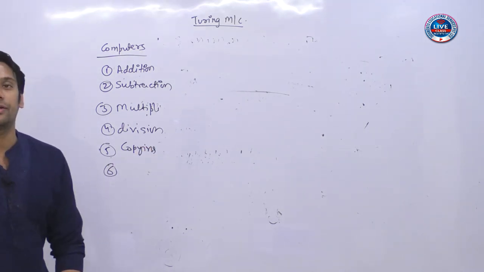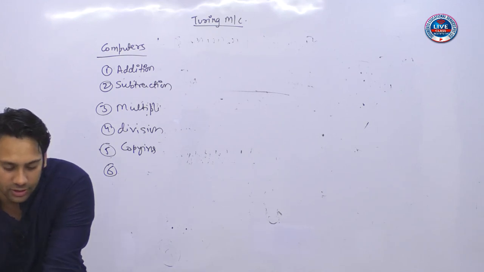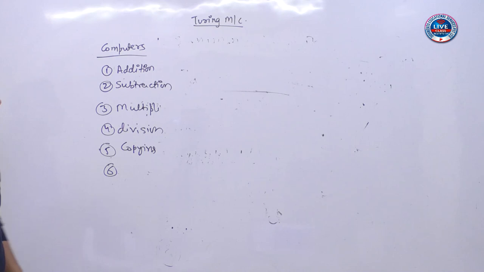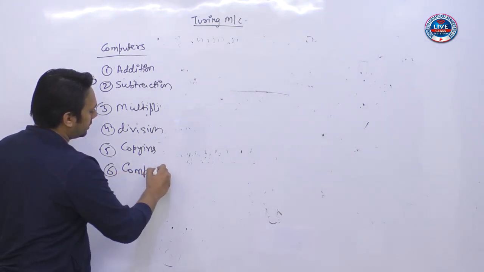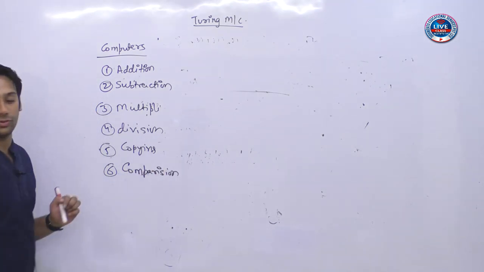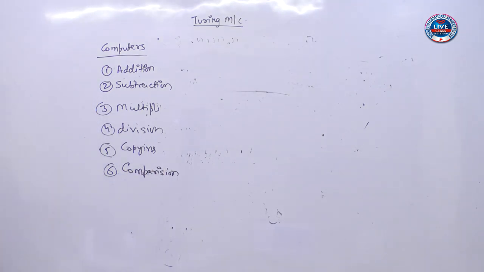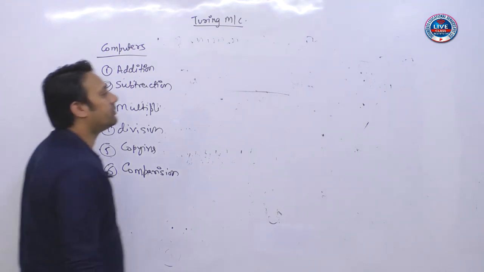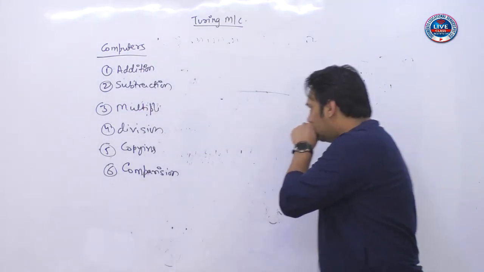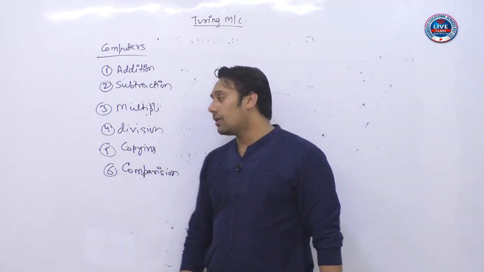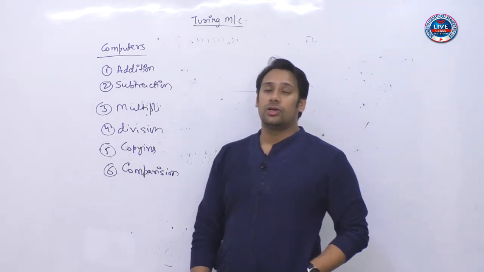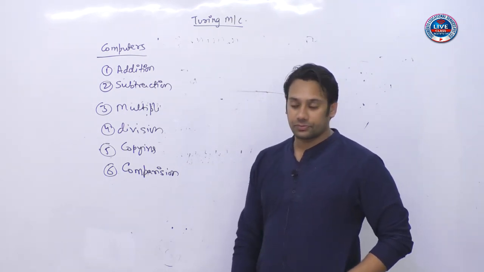Is there any other operation that your computer can perform and Turing machine cannot? Think about it. Is there any operation that your computers can perform and Turing machine cannot perform? That is comparison, the comparison of two numbers. So these are some of the operations that your modern day computers can perform: addition, subtraction, multiplication, division, copying, and comparison.